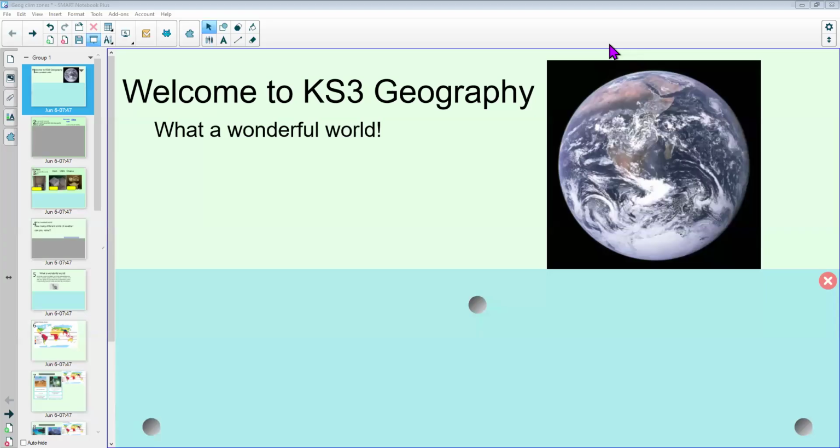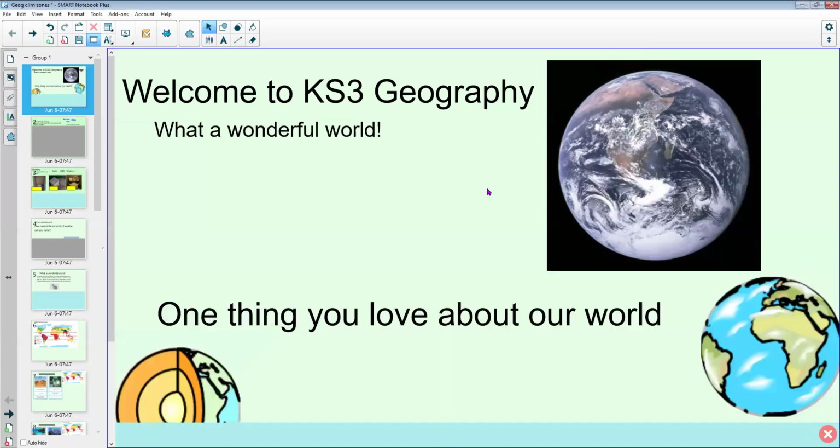After I welcomed all of the children, we talked about what a wonderful world we live in, and we had to think of one thing that we really love about our world. And there were lots of really nice answers. People were talking about the creatures and the animals that live in our world. People were talking about different countries. We talked about the oceans and the water. So there's lots and lots of lovely answers.